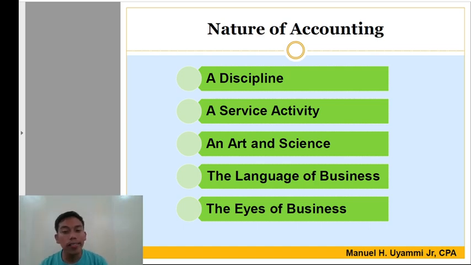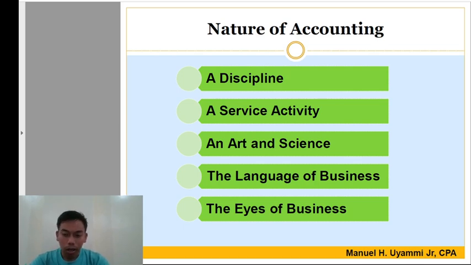Accounting as a discipline. When we say accounting or accountancy, it is a profession. There are professional standards and professional ethics that we follow, like in any other field of profession, for example medicine, law, or engineering. Those are professions, and accounting is also a profession. It is a discipline with rules and a set of professional ethics that must be followed by everyone who studies it, and even more by those who practice it.